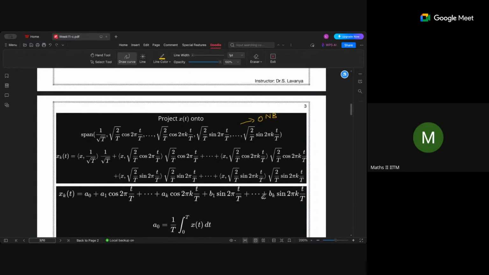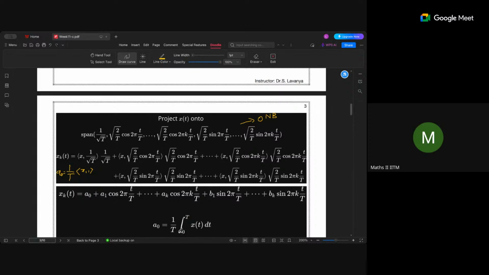Okay, so now what are we doing? So here you have a 1 by root T and 1 by root T, which becomes 1 by T, right? So this is now 1 by T inner product of x comma 1, which is 1 by T integral 0 to T x of t dt. Okay, so what have we done? 1 by root T into 1 by root T is 1 by T inner product of x comma 1, and this is your a naught.